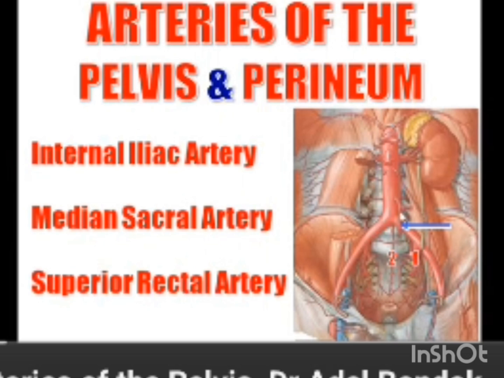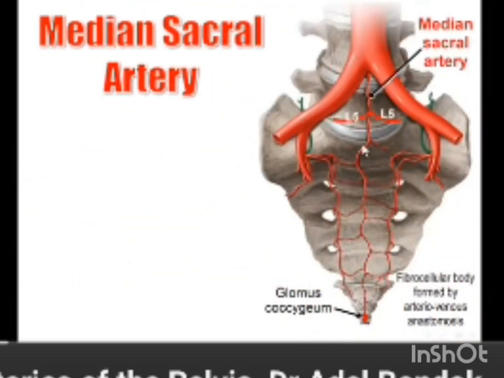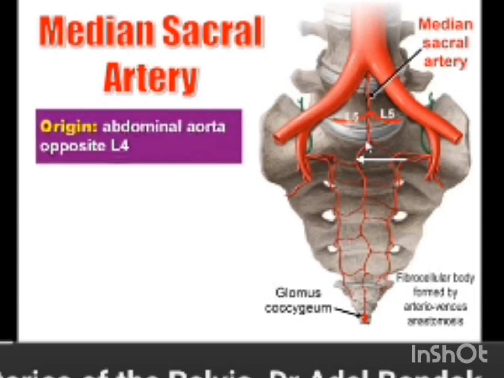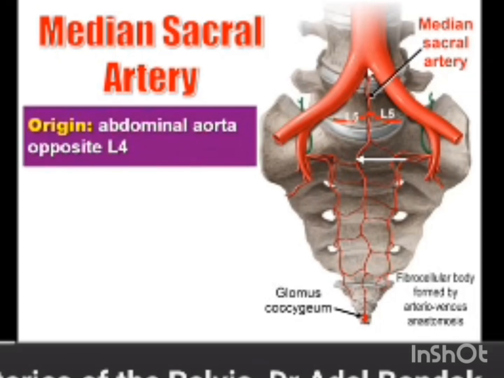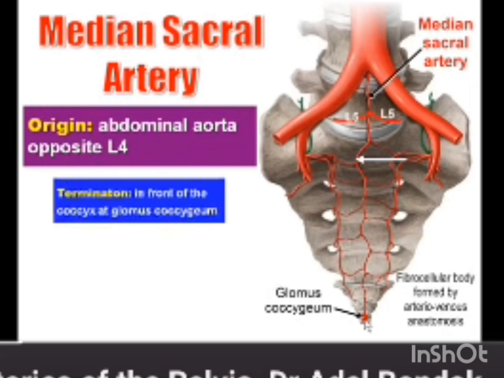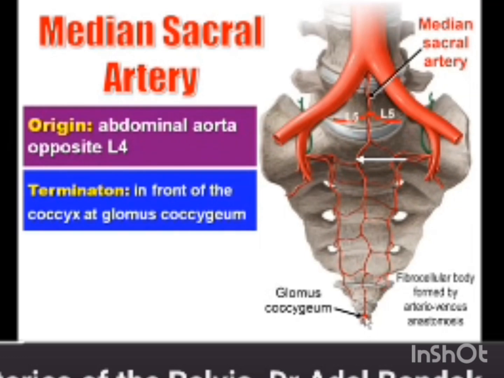Start with the median sacral artery. This is the median sacral artery. It arises from the abdominal aorta at the level of L4. It terminates at a fibrocellular body called the glomus coccygeum, formed of arteriovenous anastomosis.